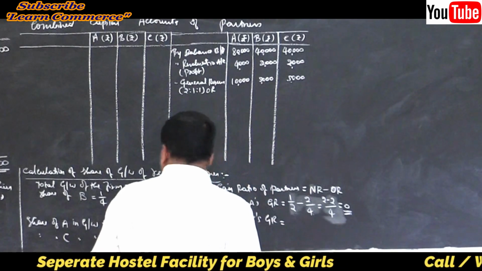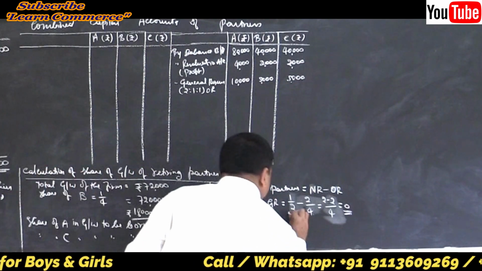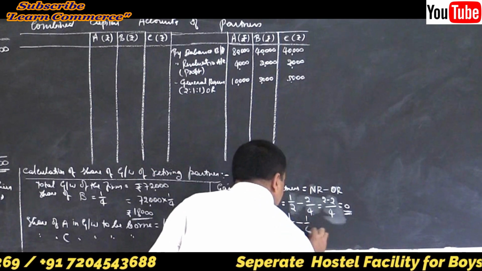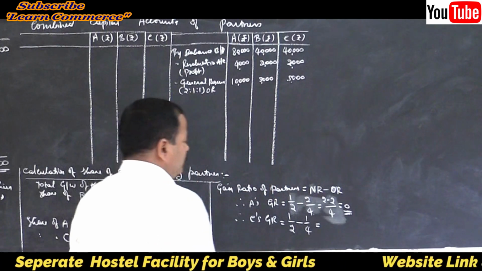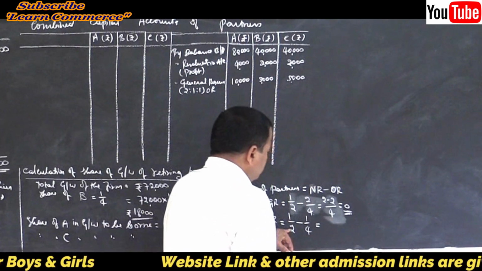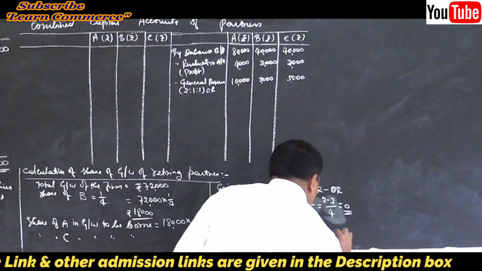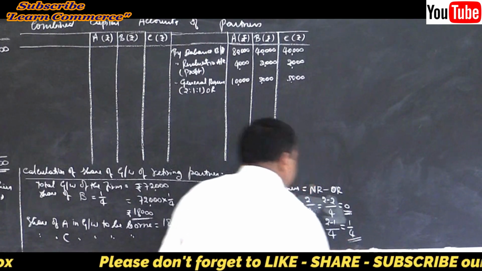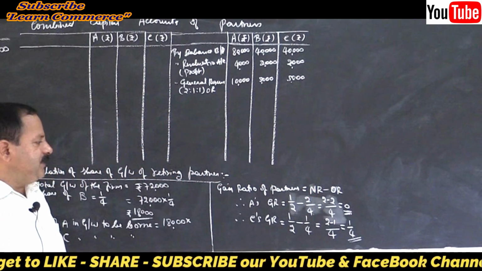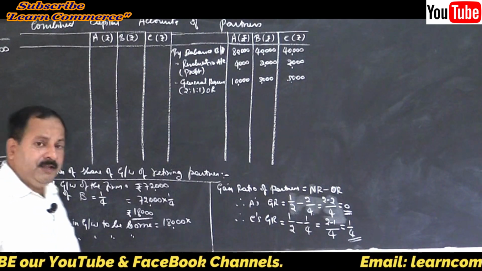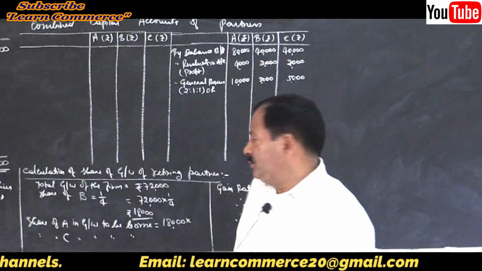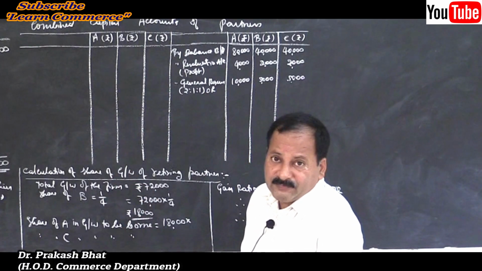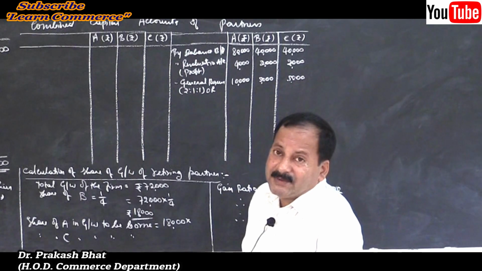So here again, C's new ratio is how much? 1 by 2, half, minus the old ratio, which was 1 by 4, right? So 1 by 2 minus 1 by 4. 4 is the common denominator. 2 minus 1 is equal to 1 by 4. That means the entire goodwill should be borne by whom? Chandru. Borne by Chandru.